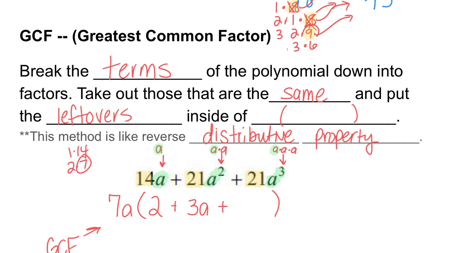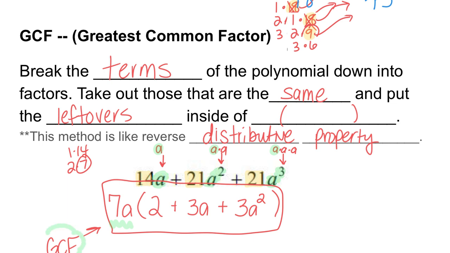Plus, well, 7 times 3 is still 21. Now let's look at our a's for this one. I still have an a outside, but I had 3 a's to begin with here. So I brought 1 a to the outside. I still have 2 a's left on the inside. So a squared on the inside. This is the factorization of that. So the 7a on its own is the GCF. But the whole thing factored with the GCF out is 7a times 2 plus 3a squared.